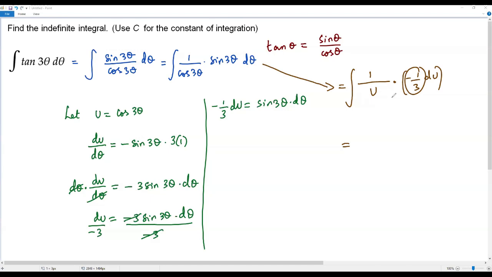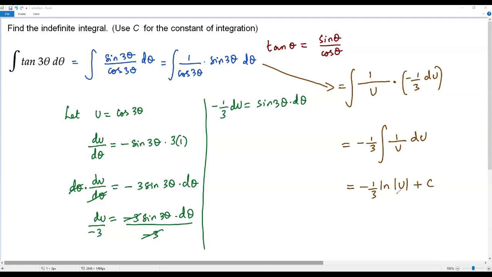Whenever there is a constant multiplied by the function in integration, the constant can be moved out of the integral. So when I move this constant negative one-third out of the integral, I'm getting negative one-third integral 1 over u du. Let me continue. Negative one-third. The integration of 1 over u with respect to u is the natural logarithm of the absolute value of u. Since it's an indefinite integral, we must add the constant of integration, that is positive c over here.